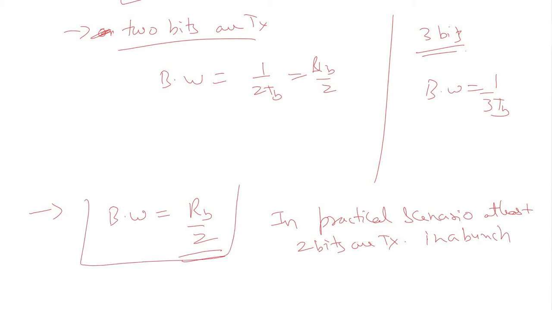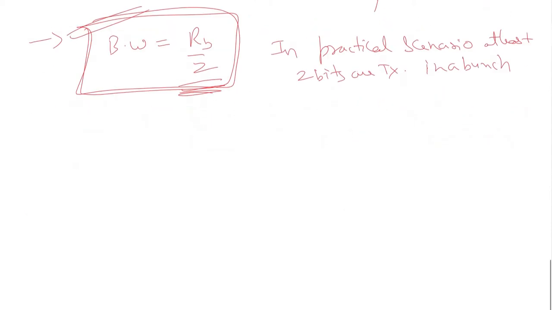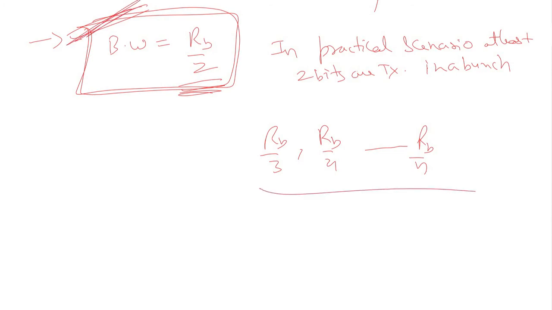So this is the maximum bandwidth of the channel, R_B by 2, and if the channel has this bandwidth, it can easily transmit the signals having R_B by 3, R_B by 4, or R_B by n bandwidth. Okay, so the maximum transmission bandwidth would be R_B by 2, because in practical scenario we assume that at least 2 bits would be transmitted in a bunch. Otherwise there is no point of multiplexing here.